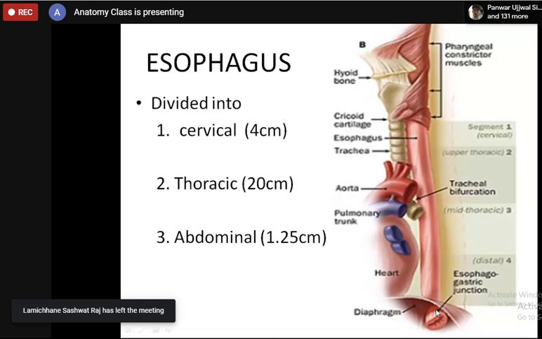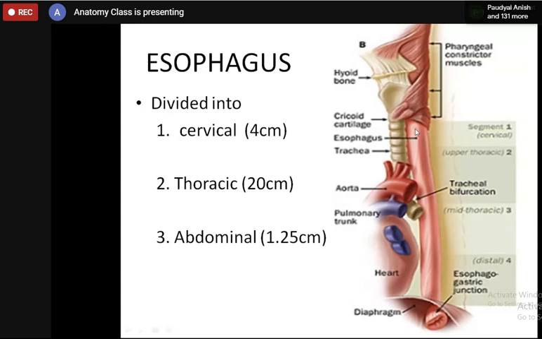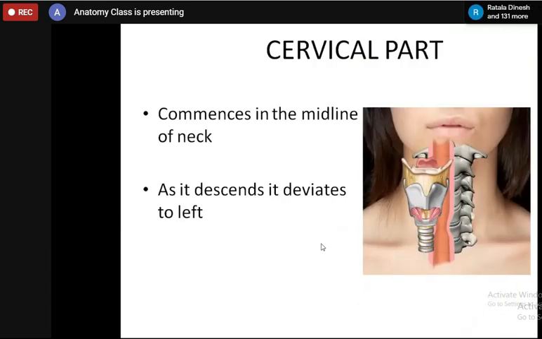So depending on the location, it is divided into the cervical part in the neck region, the thoracic part within the mediastinum, and the abdominal part within the abdominal cavity. The measurements are shown here: 4 centimeter, 20 centimeter, and 1.25 centimeter, so roughly 25 centimeter in total. This is about the division of esophagus. Then we'll go for the individual parts of esophagus and their relations.